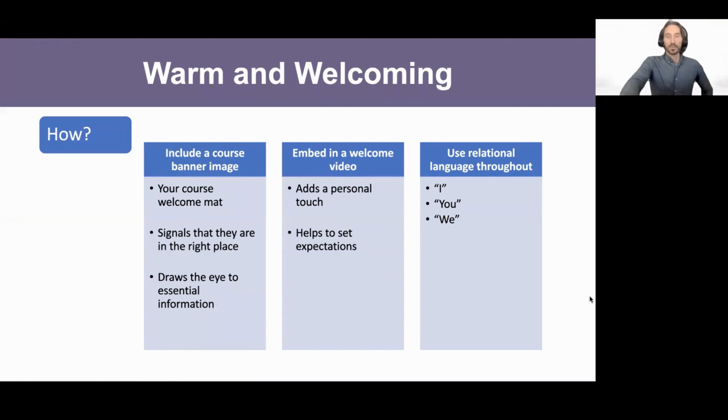What are some ways it can be implemented? You can include a course banner image. So think of it as your welcoming mat. You know, if someone's coming to visit your house, you have a welcoming mat out, or if you have a sign, perhaps, on your classroom door so students know that they're in the right class. Including a banner image is the equivalent of that, essentially, in our new normal.